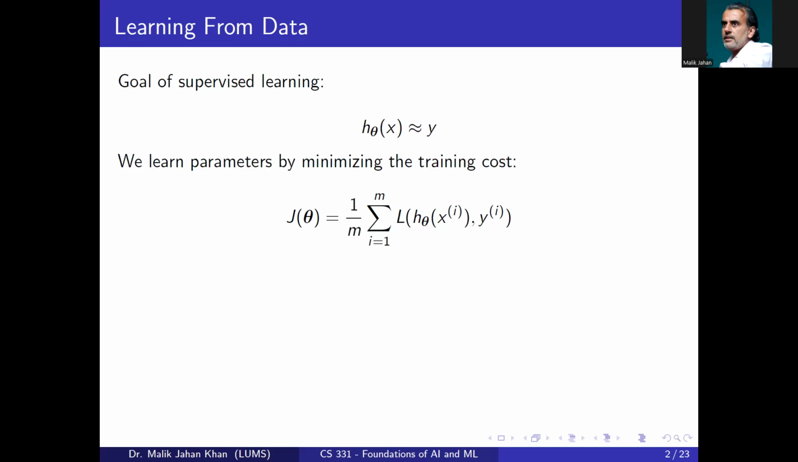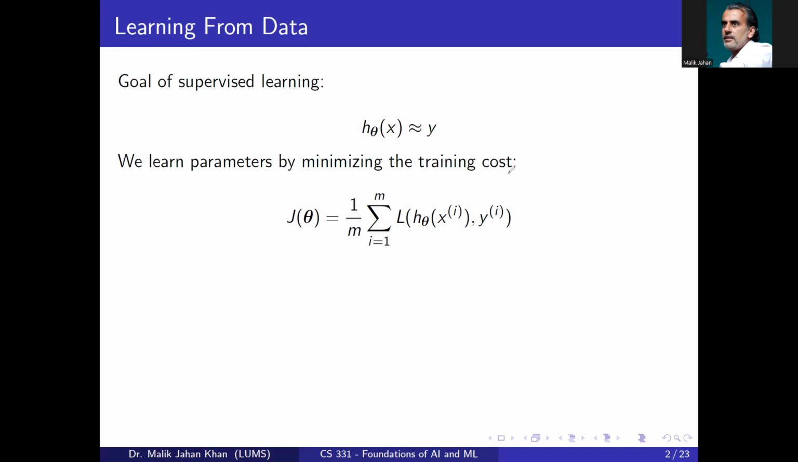So in a nutshell, our fundamental goal is to learn from data. And when we say we have to learn from data, that essentially means that our predictions should be as close to the actual truth as possible. So h theta x is our prediction on the input x. And this prediction is parameterized by theta, which is essentially our weight vector, and y is the ground truth. So we learn parameters by minimizing the training cost.